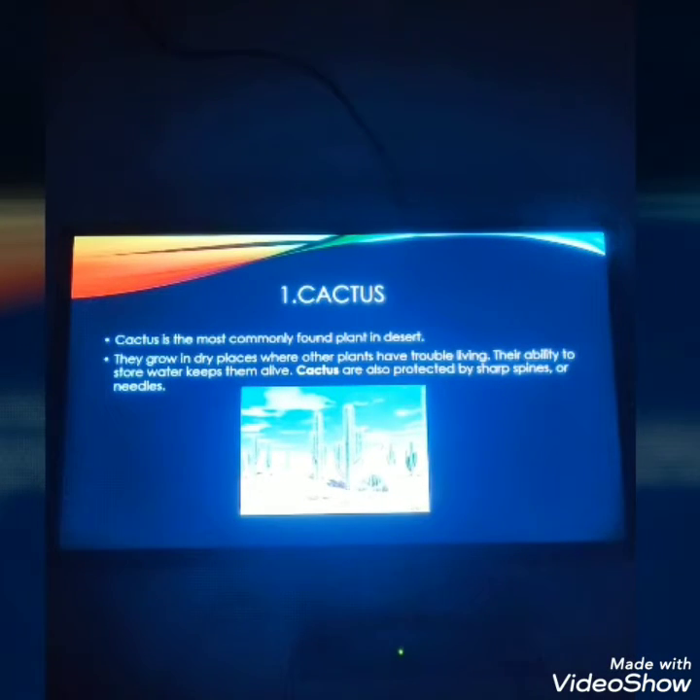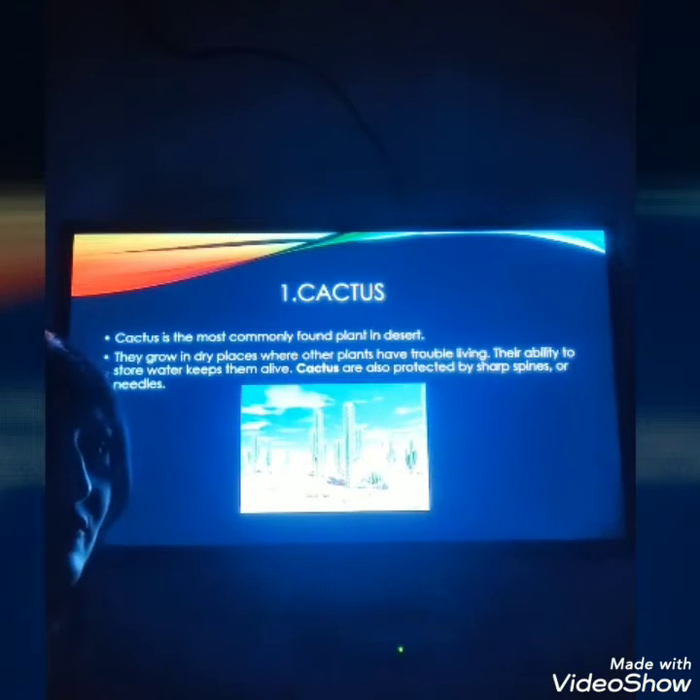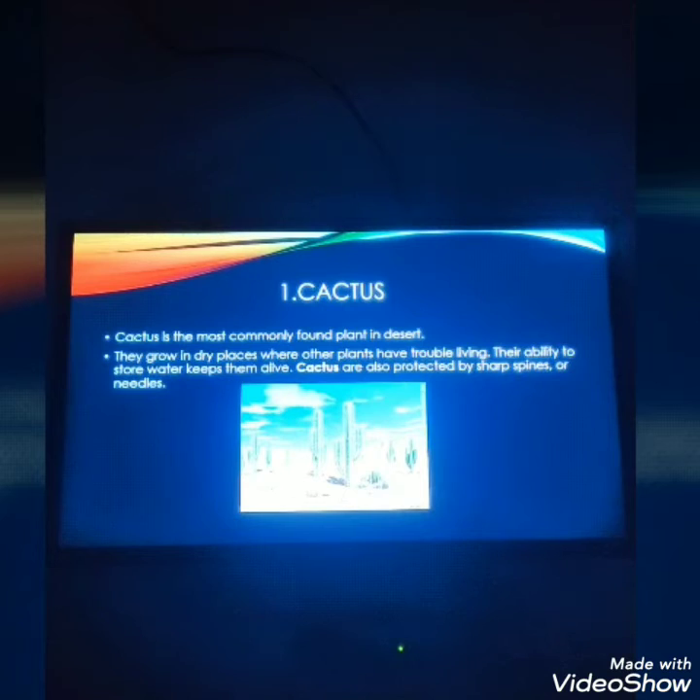Point number 1, let us talk about cactus. Cactus is the most commonly found plant in desert. Where can we find cactus? In desert. We can find cactus in Rajasthan, as it is a desert area.